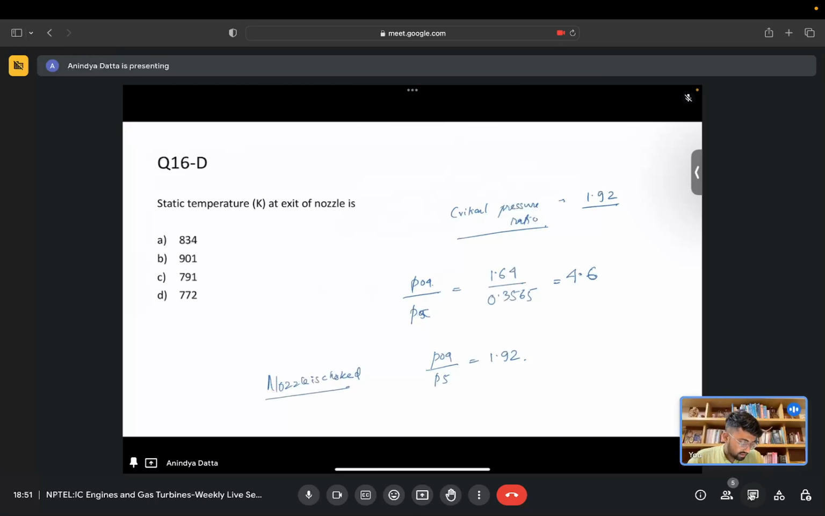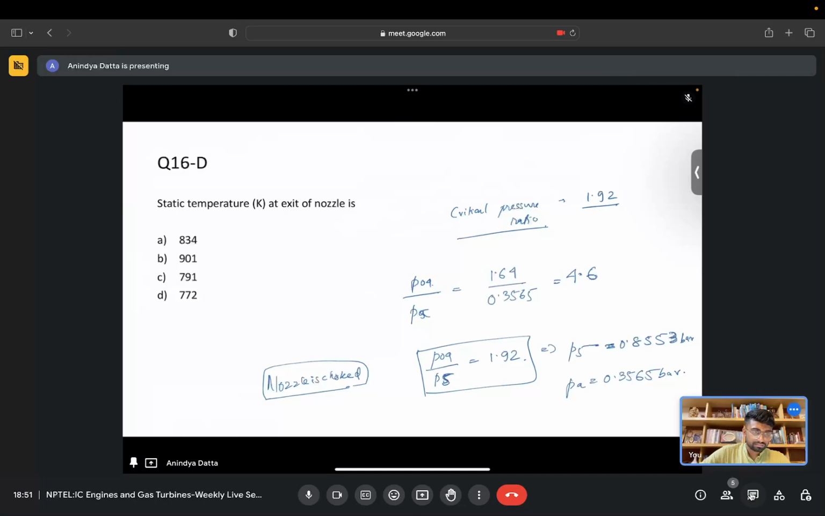okay, and P04 by P5 will be 1.92, so P5 equals 0.8553 bar. Okay, so the nozzle is choked and the pressure ratio should be equal to this. Now the nozzle exit pressure P5 is 0.8553 bar and the ambient pressure is 0.3565 bar.